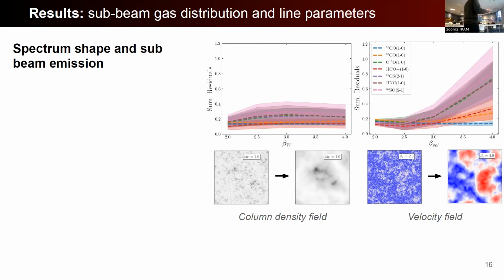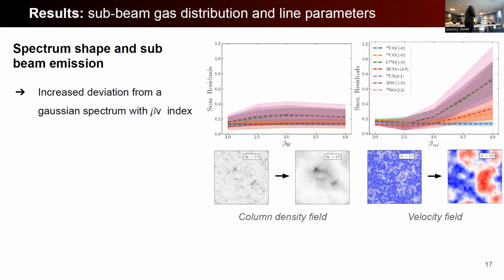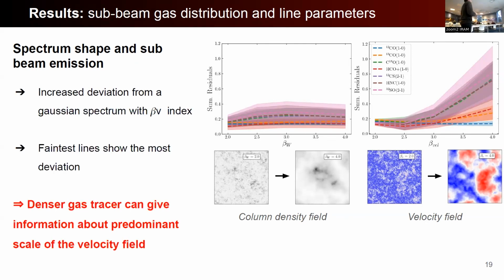We can do the same kind of plot, but this time with the column density field on the x-axis, and we can see that there is no effect whatsoever. This hints that the denser gas tracers can give some information about the subbeam velocity field, and especially about the predominant scale. A low beta value means the velocity field is mainly on small scales. Larger beta means larger scales.